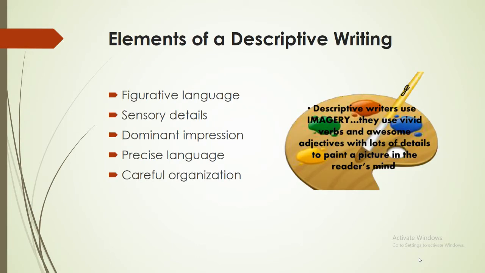Elements of a descriptive essay. There are certain important elements of descriptive writing: use of figurative language, give sensory detail, create dominant impression, write in precise language, and careful organization of events and feelings.